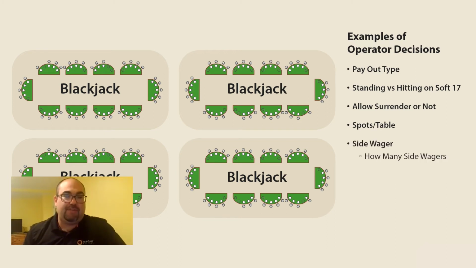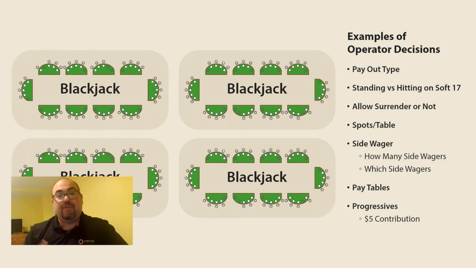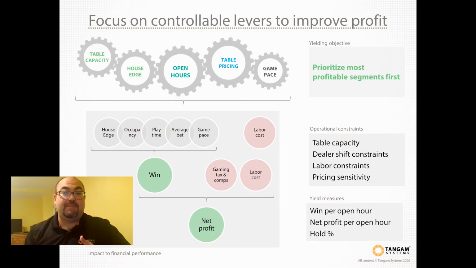How many side wagers? Which side wagers? Within those side wagers, what are the pay tables that are offered to you? Will you offer progressive? Which progressive? Will it be a $5 contribution or a $1 contribution? So as you can see, just within one game type, there are many decisions as an operator you need to decide, and ultimately it depends on how your guests behave towards those certain game types.